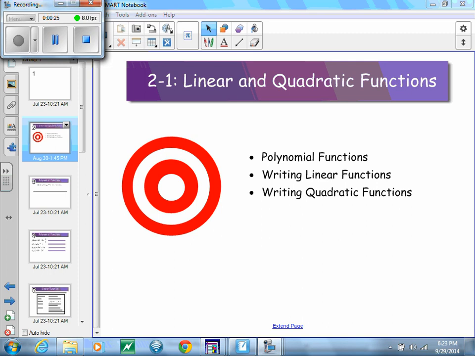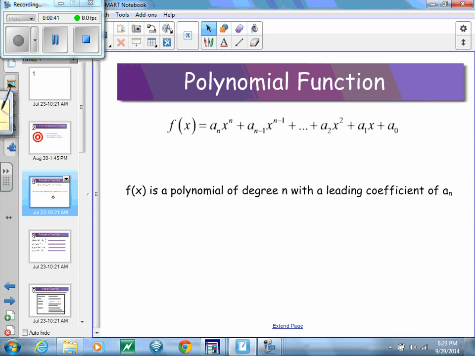So a few things that we're going to be looking at today, besides linear and quadratic functions, is polynomial functions, which both of those are. And then we want to be able to write out linear functions and also write out quadratic functions. So when we talk about linear and quadratic functions, those are both considered to be polynomial functions.